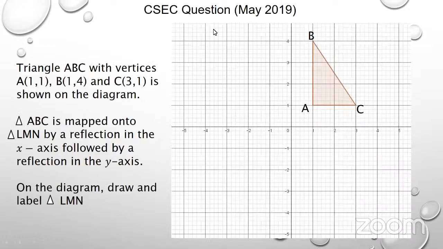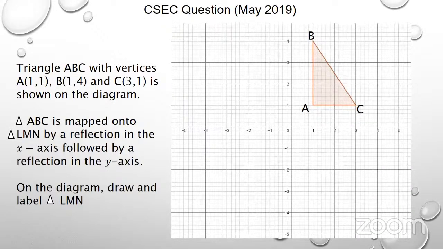I will be looking at one question which will encompass what we did this morning, reflection, and Mrs. Mundell Thomas will take you through one on enlargement, or two actually, on enlargement. All right, so here we go with the question. This question is May 2019.